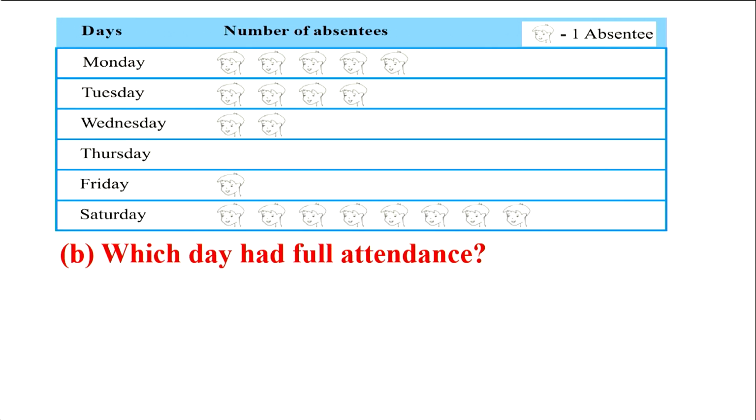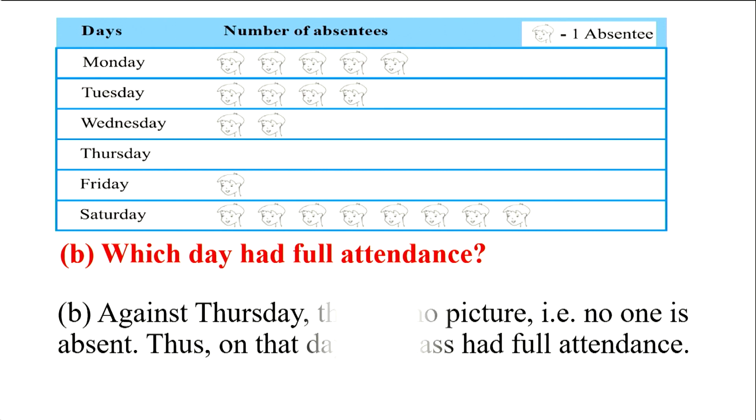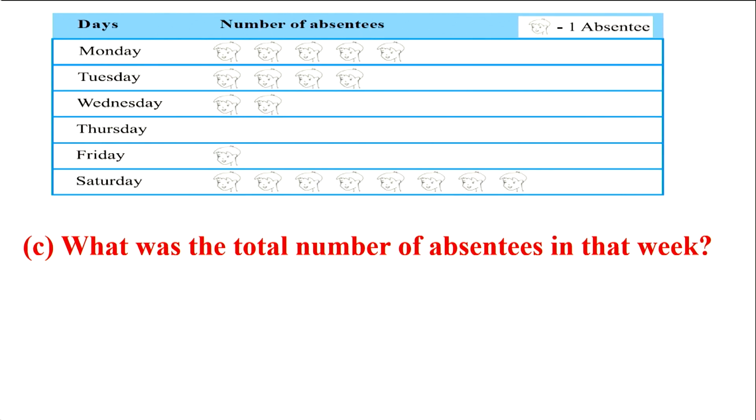Come to the second question: which day had full attendance? That means on Thursday there is no picture. So, that indicates no absentees on Thursday. What was the total number of absentees in that week?